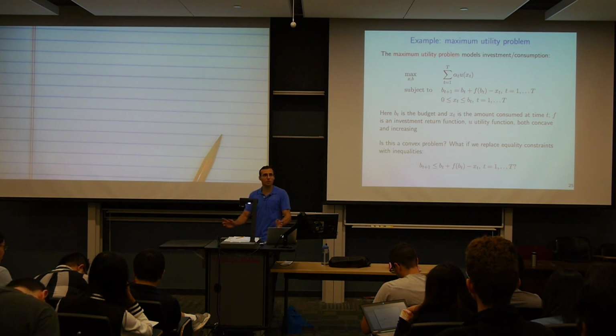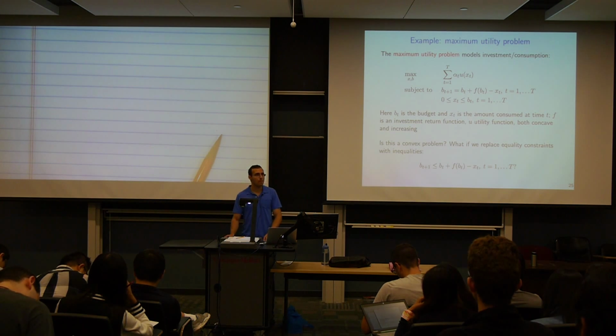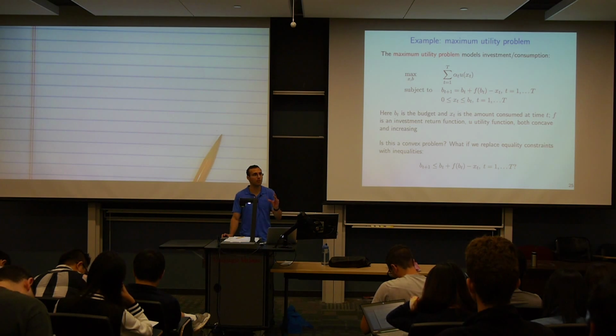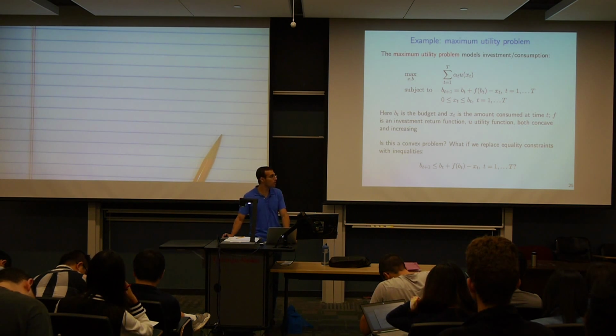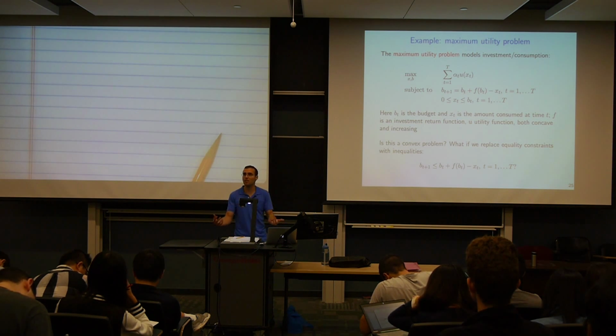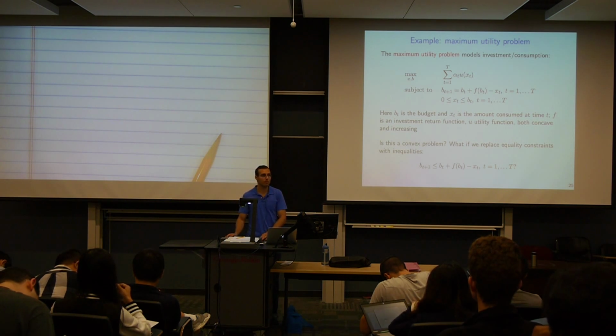Okay? So that was just a high-level explanation. The idea is a simple one. Sometimes we can relax equality constraints to inequality constraints, and if we can argue that they're actually tight at the solution, then we haven't changed the problem.